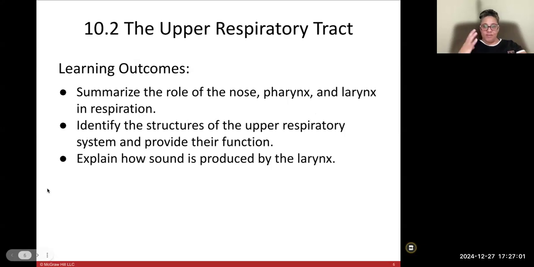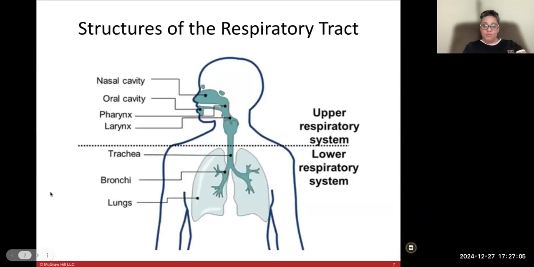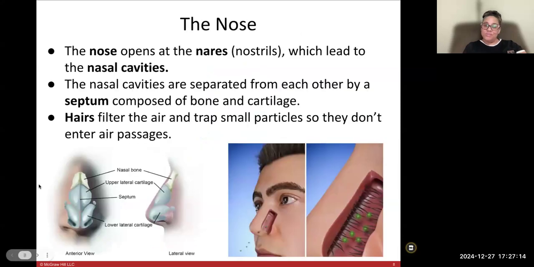Next section, we are talking about the upper part of the respiratory tract. The upper respiratory system consists of the nasal cavity, the oral cavity, the pharynx, and the larynx. So the nose opens at the nares, which are the official sciencey name for your nostrils, which leads to the nasal cavity behind. The nasal cavities are separated from each other by a septum that is composed of bone and cartilage. We have hair that filters and traps small particles so they don't enter the air passages.